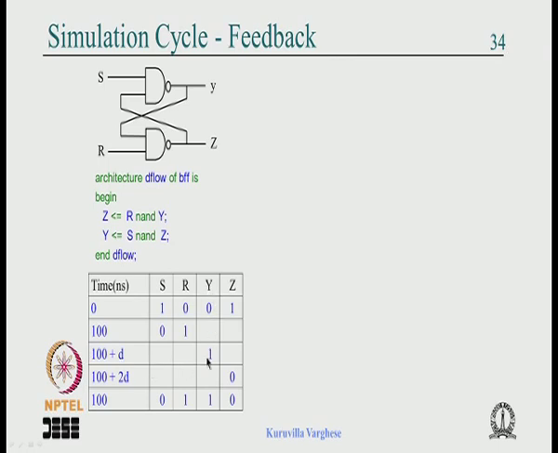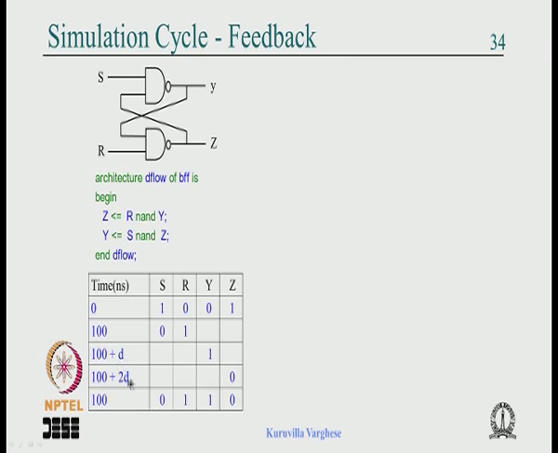So there is an event on Y, so Z needs to be computed, which is nothing but R NAND Y. That is 1 NAND 1, which is 0. So Z is changed from 1 to 0, which is assigned at 100 plus 2 delta. Now since the 100 plus delta computation is over, move to 100 plus 2 delta. Z is going from 1 to 0, so again Y needs to be computed. That is nothing but S NAND Z, so 0 NAND 0, which is 1. Y was already 1, so there is no need to compute further, everything is stabilized.